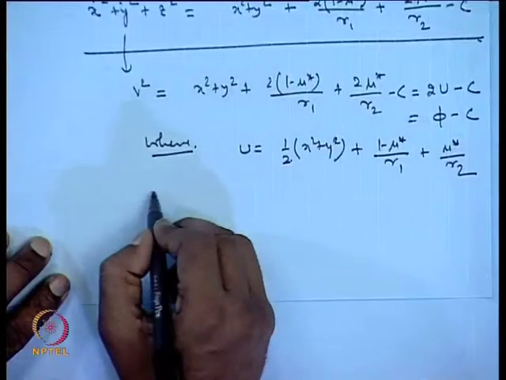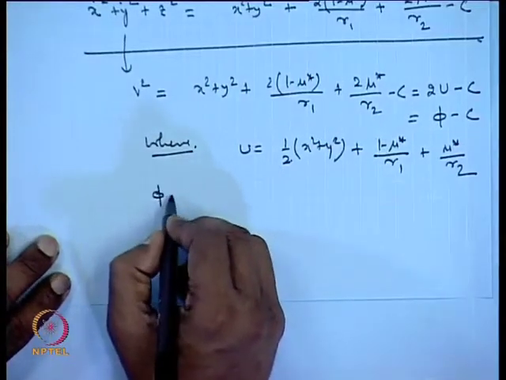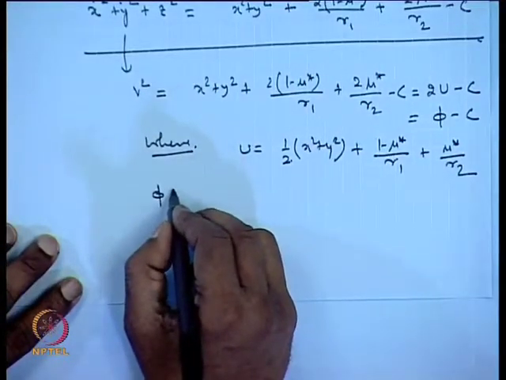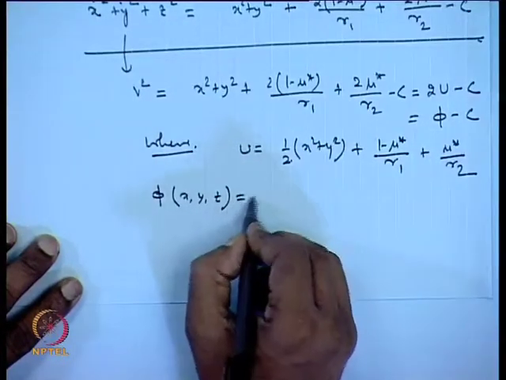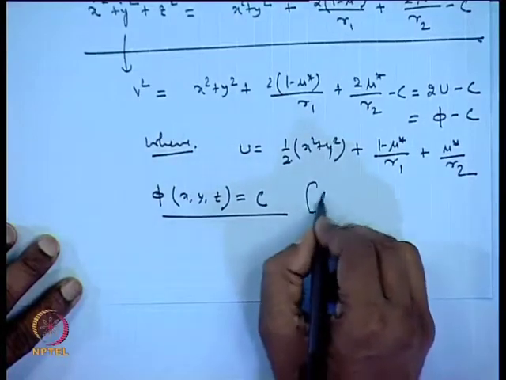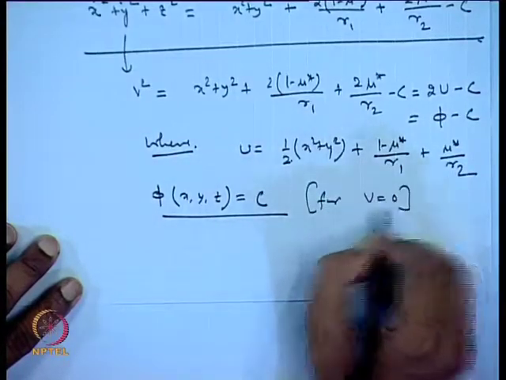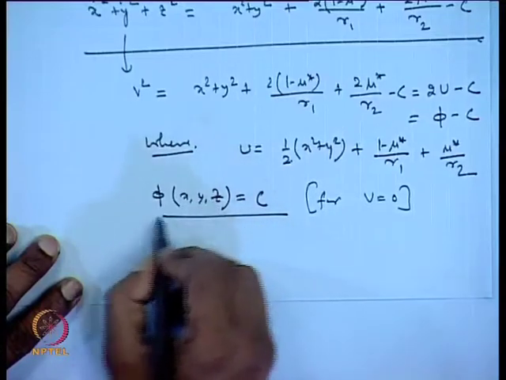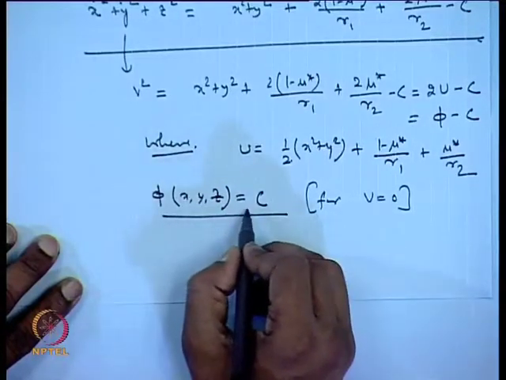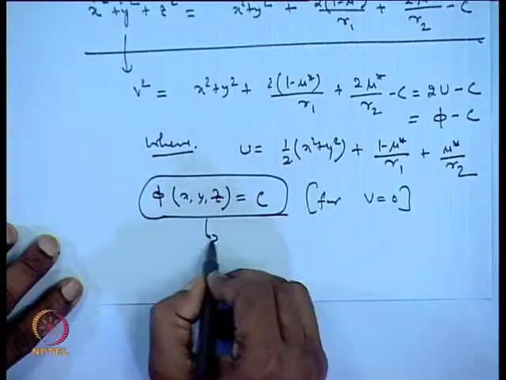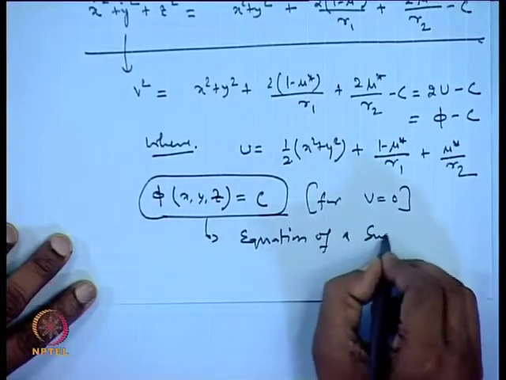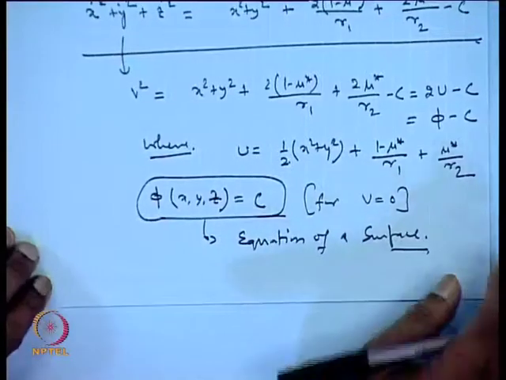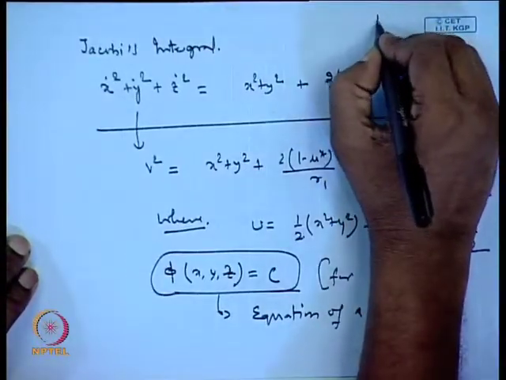Okay. So, here the phi which is appearing, we wrote as a function of x y z, and for v equal to 0, phi, which is a function of x y and z, describes the equation of a surface. We will keep discussing these things.